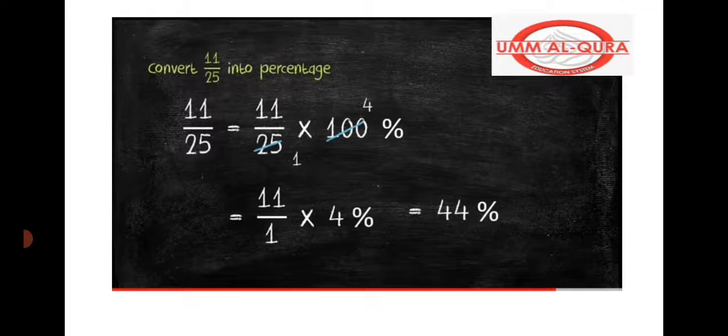Now in the next step, what do we do? First we write 11 by 1 multiplied by 4%. What do we do here? We multiply numerator with numerator, because the denominator has 1. Here there is no value of 1. So we write 11 4s are 44%, which is our answer.